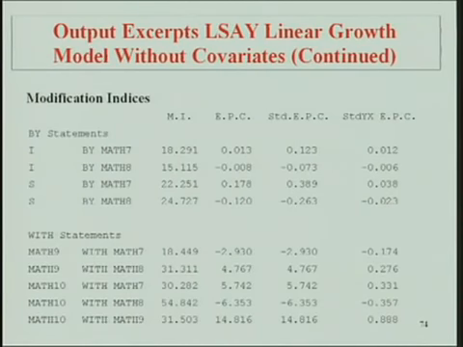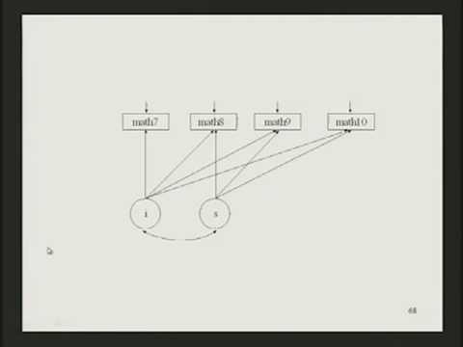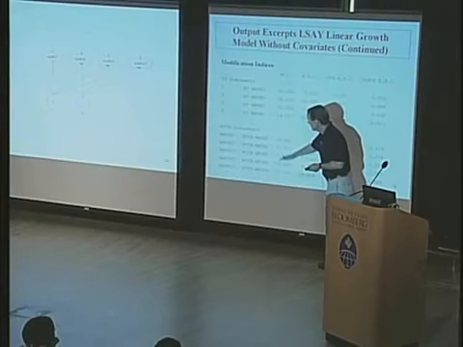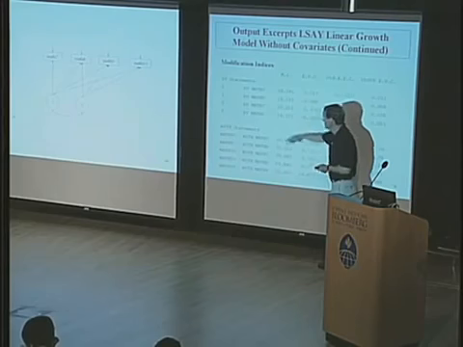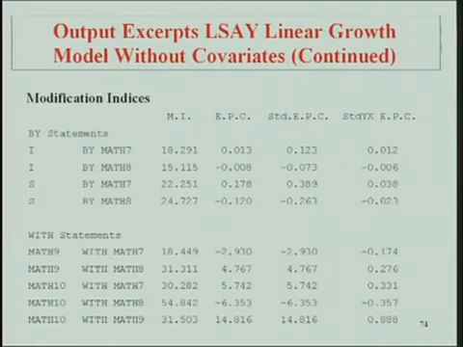Now, the biggest values come down here in the so-called with statements. And with has to do with covariances. And which covariances do we have in the model that are restricted? Certainly not that covariance between I and S. It's in there already. But it's the covariances between the residuals up here, where in the baseline model, the first model we try, they're fixed at 0. So the program automatically, if you ask for modification indices, will tell you the MIs for the with statements.